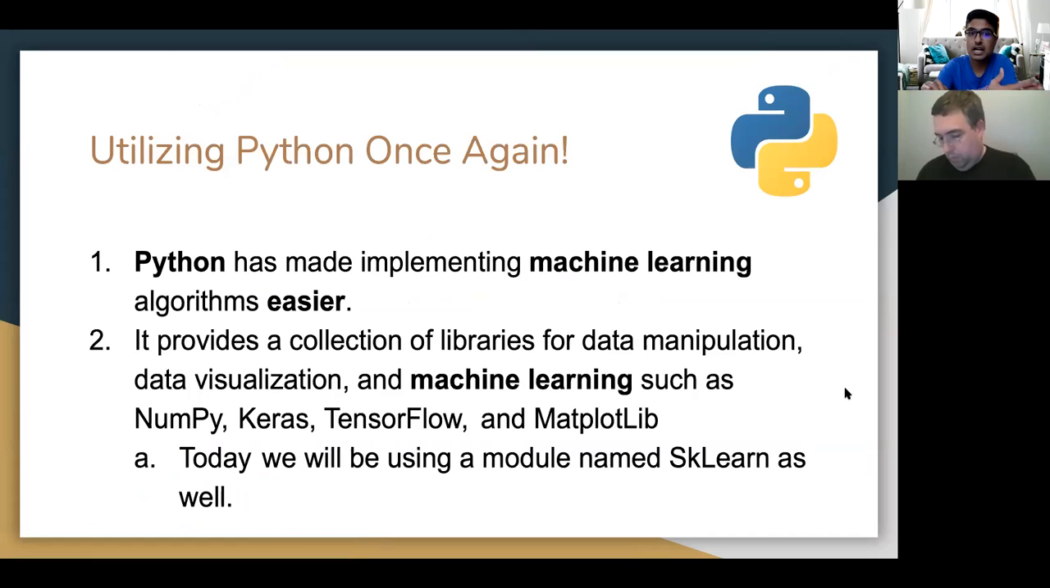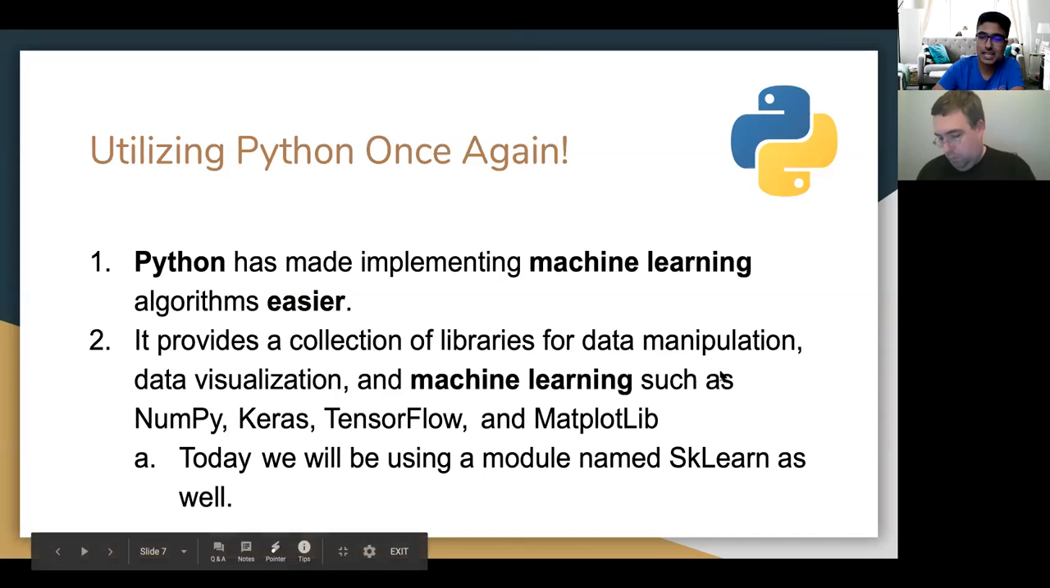Now, we've previously talked about how Python is a really nice language to implement machine learning, especially because we can manipulate our data, and the key point being that we can visualize it very nicely. And that'll be something which we go over today.